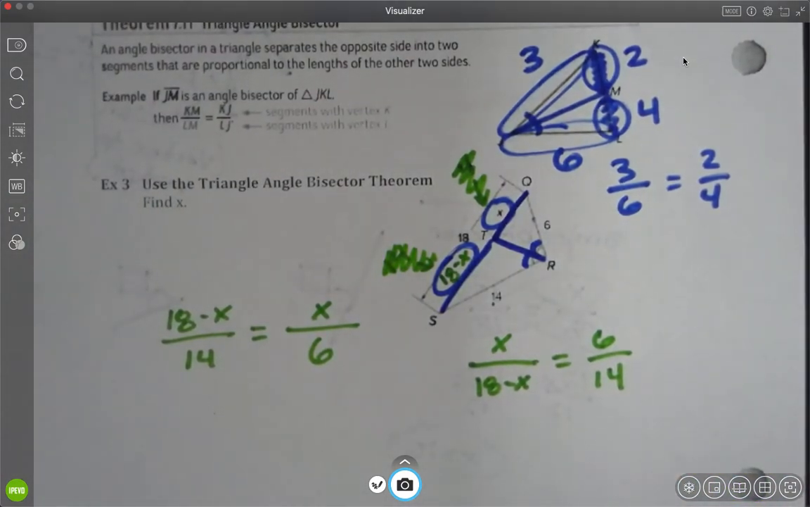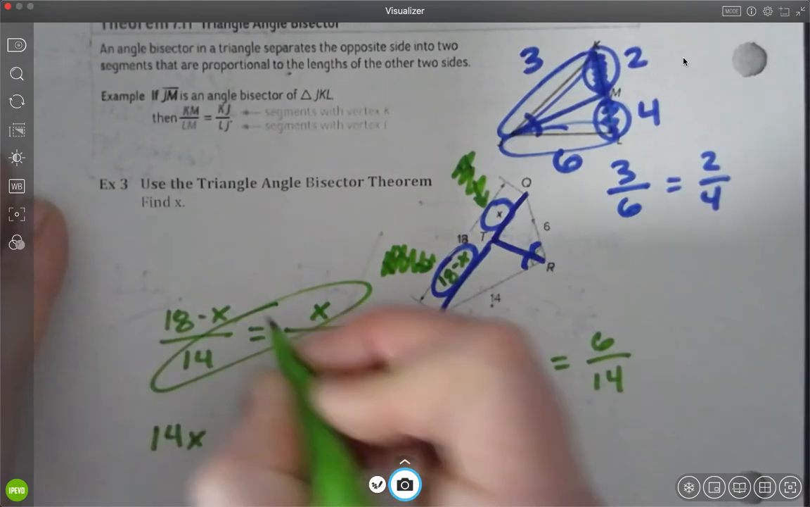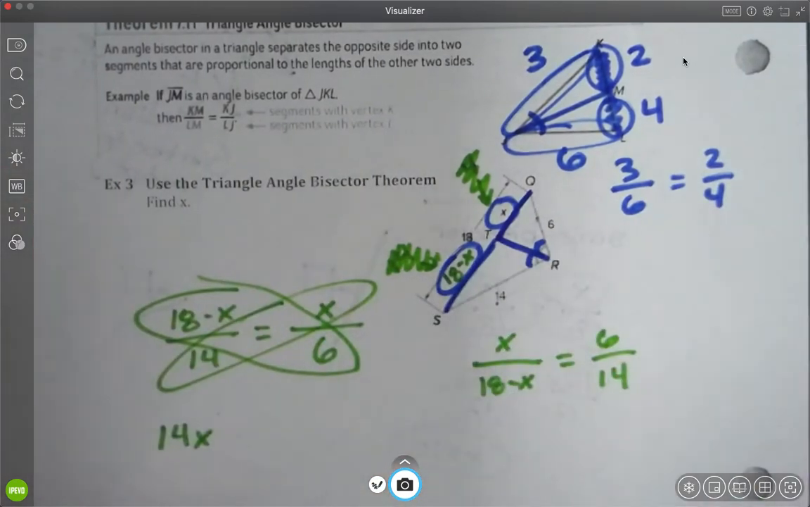And you would set up the same proportion, right? Because no matter what, I'm taking 14 times x, and no matter what, I'm taking 6 times this guy. So it doesn't matter which way you set it up as long as you go the same direction. Okay? So, cross multiply. 14x equals... what is 18 times 6? 108.